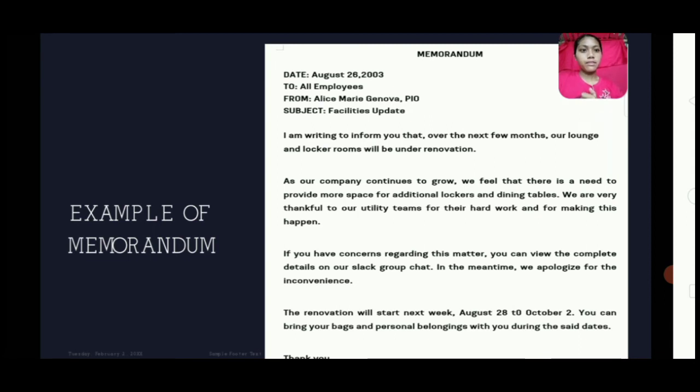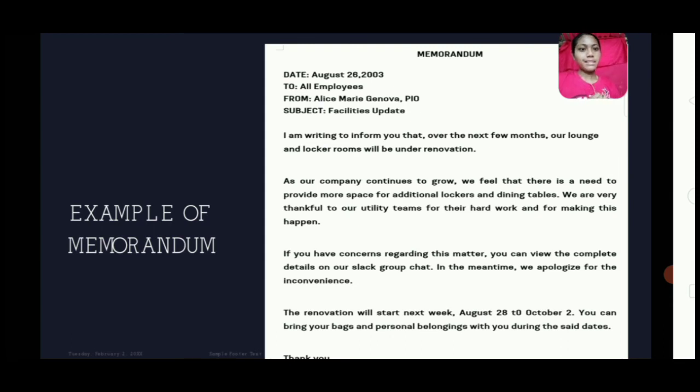Next, for our body: as our company continues to grow, we feel that there is a need to provide more space for additional lockers and dining tables. We are very thankful to our utility teams for their hard work and for making this happen. If you have concerns regarding this matter, you can view the complete details on our Slack group chat. In the meantime, we apologize for the inconvenience. So we have here the body. In this part, she discussed how the problem will be addressed.